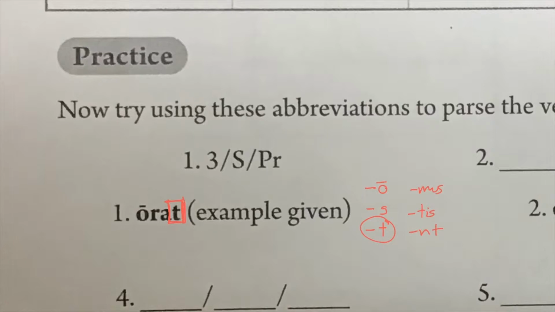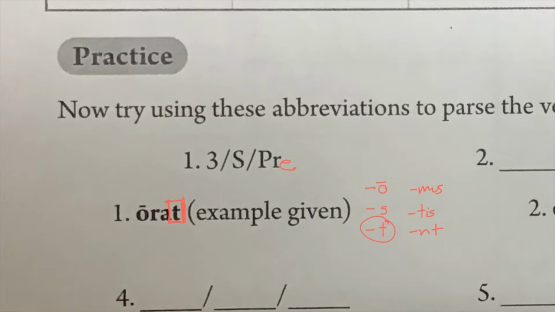It's on the 3rd row. That means it's 3rd person. You can see it's labeled as 3rd person. It is singular because it's in the left-hand column. And it is present tense. We're going to write a PRE for present tense.